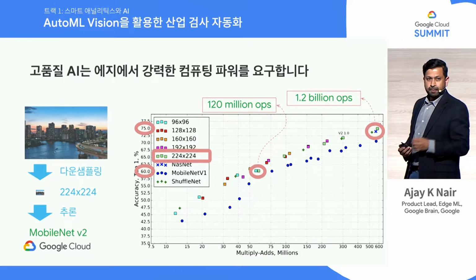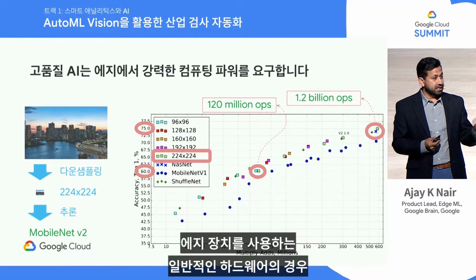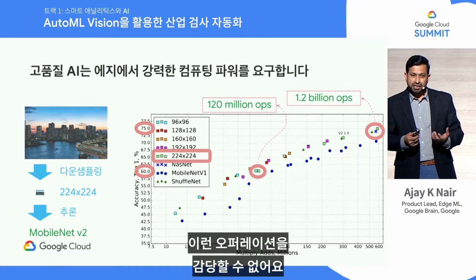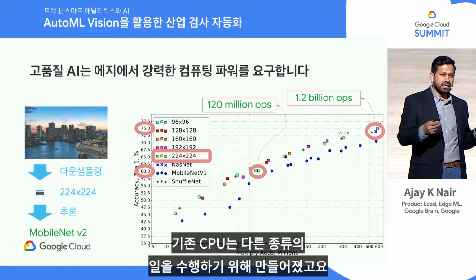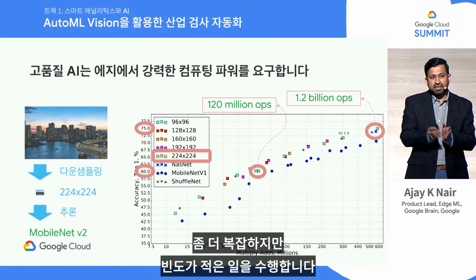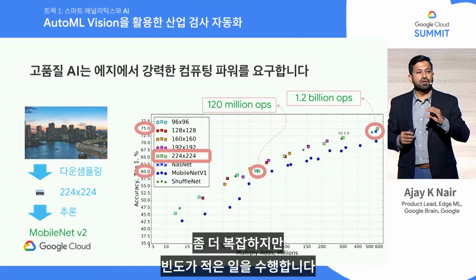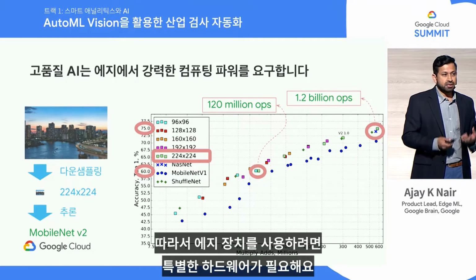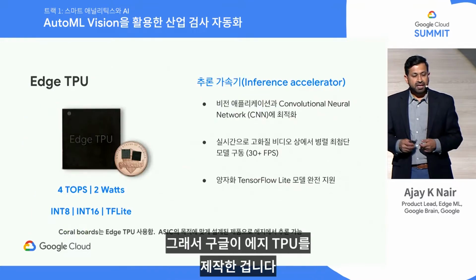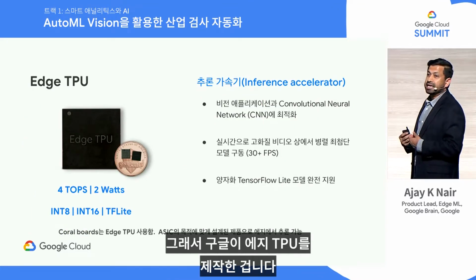So typical hardware that is available in edge devices cannot perform that many operations because traditional CPUs are designed for a different kind of task, not too many operations. They're designed for more complex but fewer operations. So you do need a specific hardware accelerator for these edge devices. And for that, Google built the Edge TPU.